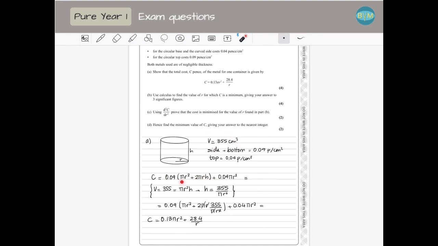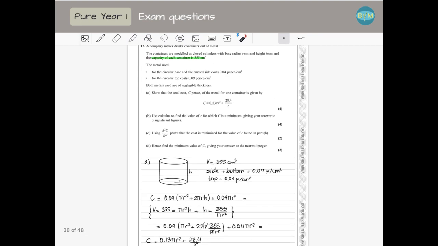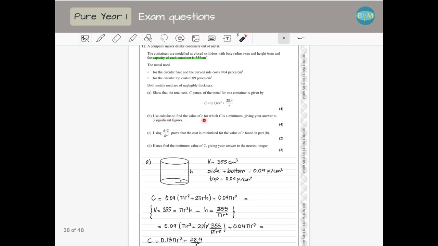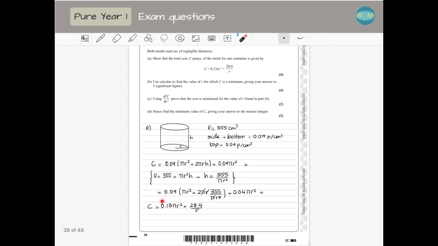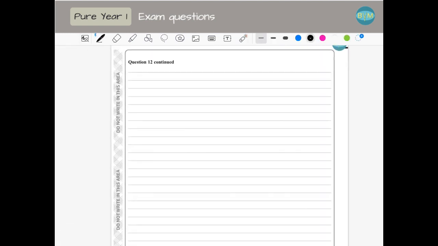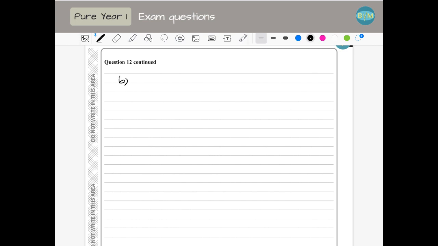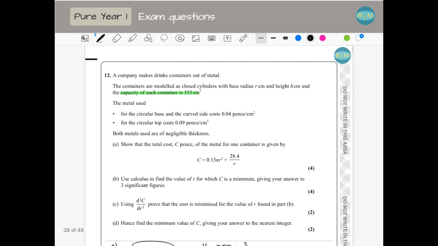And the purpose is that you are now able to differentiate in terms of that variable, and that's the whole thing. Then use calculus to find the value of r for which C is a minimum, giving your answer to three significant figures. Now what we are going to do is differentiate this expression and make it equal to 0. So for part b, I'm going to differentiate the cost with respect to r.